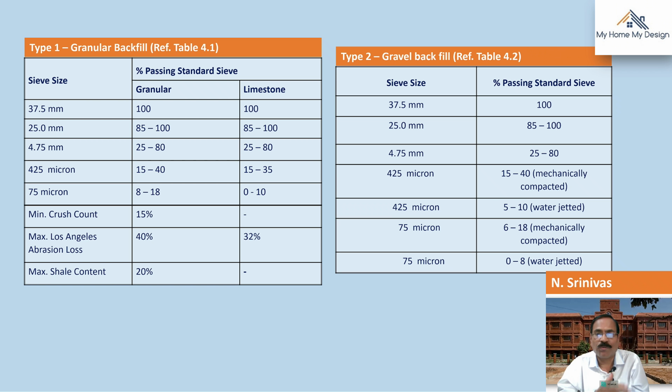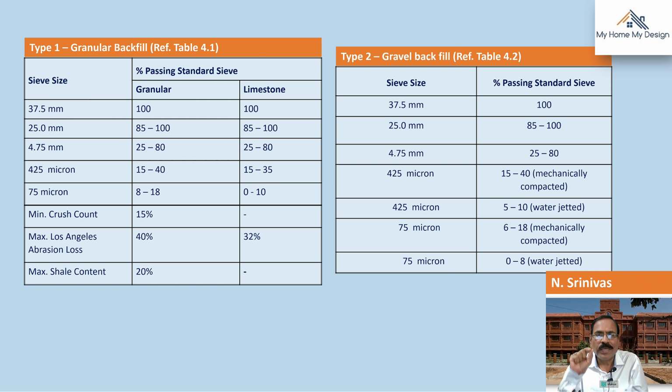The sieve, if you go for the sieve analysis. Similarly, 25 mm sieve size, which is 85% to 100%, and 4.75 mm, which is again smaller, only the sand particles will go into that. 25% to 80% is allowed, and 425 micron 15 to 40% is allowed. 75 micron 8 to 18% it is allowed.